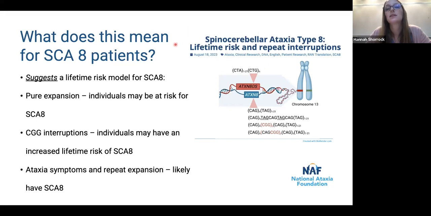And if you are interested in learning a little bit more about this study, the National Ataxia Foundation through SCAsource has an article that came out, I believe, today on this publication.